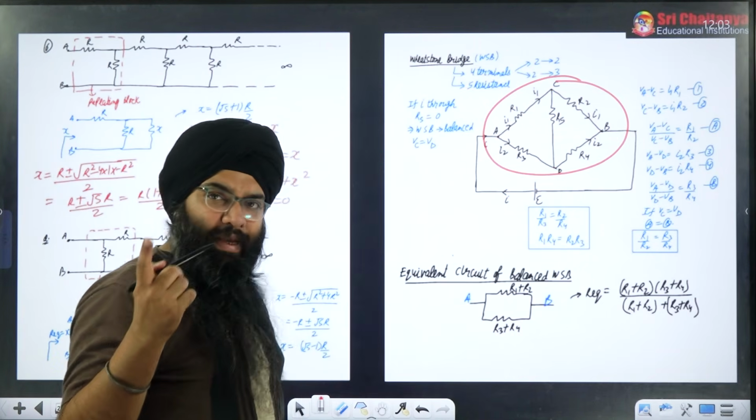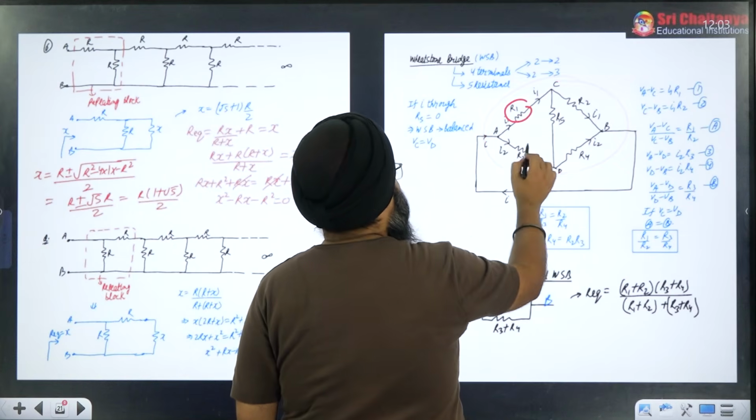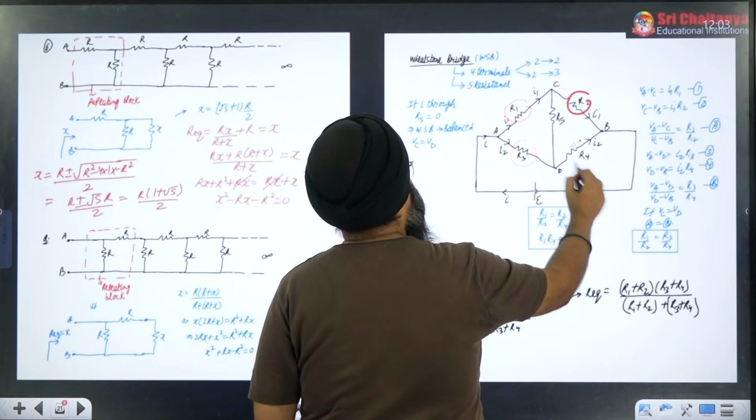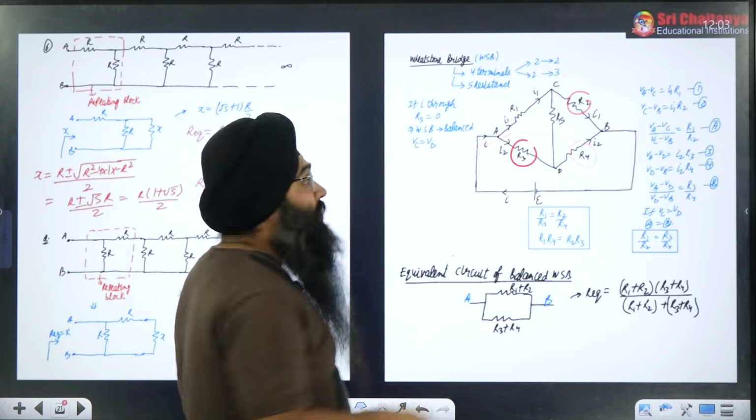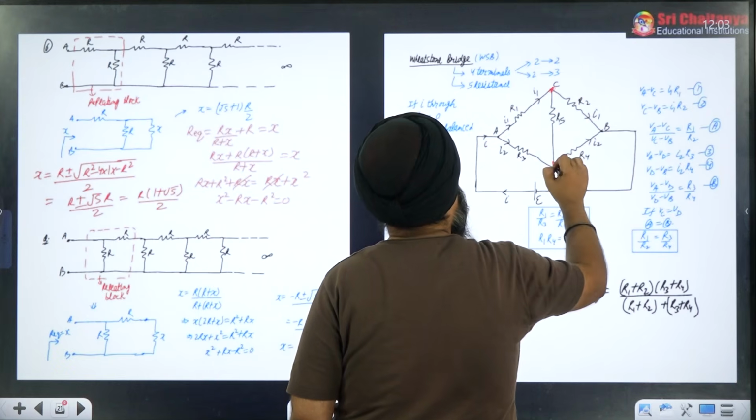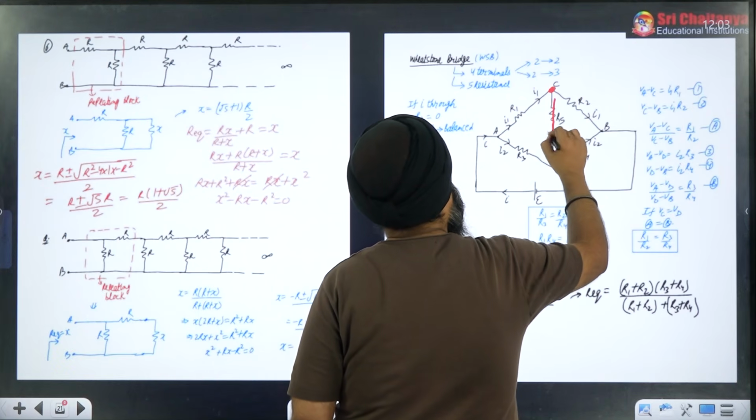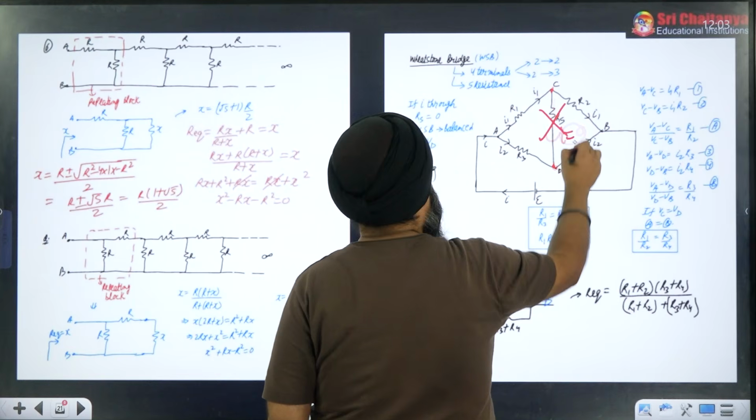In the previous capacitance chapter also I gave you this logic. Here you have to just remember that if R1 by R3 is equal to R2 by R4, then we will say that the Wheatstone bridge is balanced. And if the Wheatstone bridge is balanced, then across these 2 points, the potential difference will be 0. If the potential difference is 0, there will be no current in this, current will be 0. And in that case, you can remove this particular resistor.